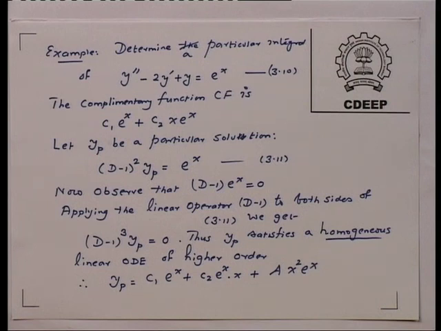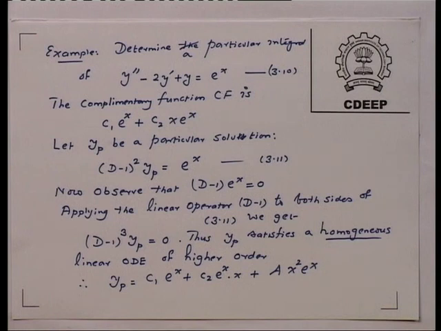The right hand side becomes 0. In other words, I have annihilated the right hand side. I have to find a constant coefficient operator, namely d minus 1, which when applied to the right hand side annihilates it, correct? You have to annihilate the right hand side using a constant coefficient differential operator. So in this particular example, that particular differential operator is d minus 1.